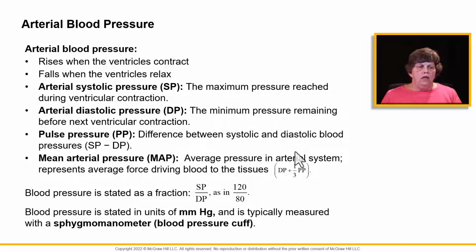All right. Blood pressure is stated as a fraction. We've all heard it: my blood pressure is 120/80 or whatever. So it's the systolic pressure over the diastolic pressure, and we measure this in millimeters of mercury. And we use a blood pressure cuff, which is, you ready for this? The medical name for a blood pressure cuff is a sphygmomanometer. I've had that one in some trivia contests. So remember that one, sphygmomanometer, blood pressure cuff.